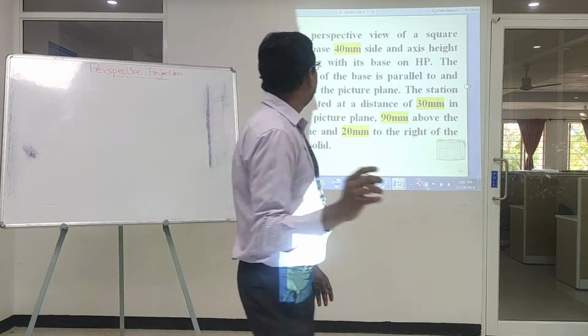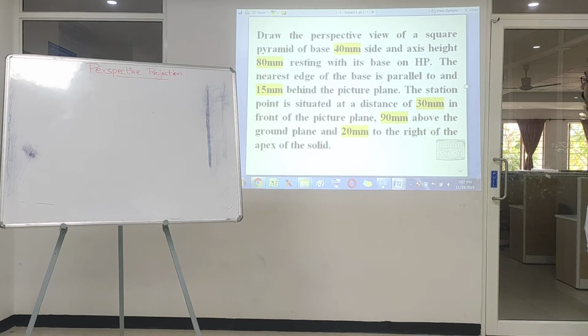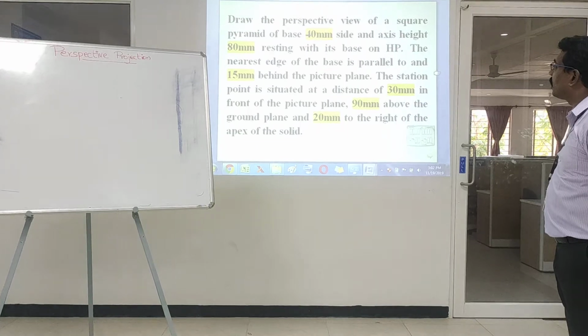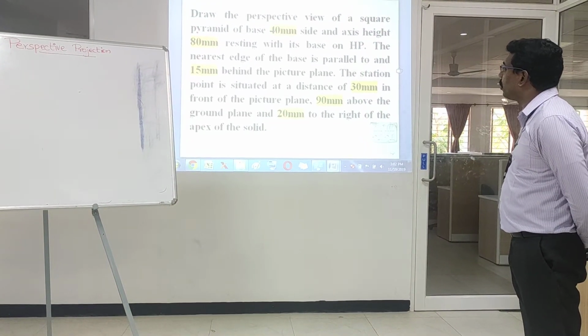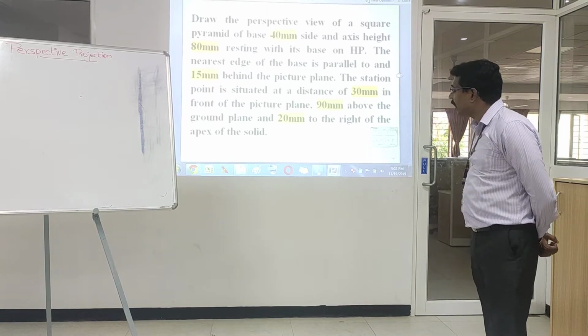And the nearest edge of the base is parallel to and 15 mm behind the picture plane. The station point is situated at a distance of 30 mm in front of the picture plane, 90 mm above the ground plane, and 20 mm to the right of the apex of the solid.